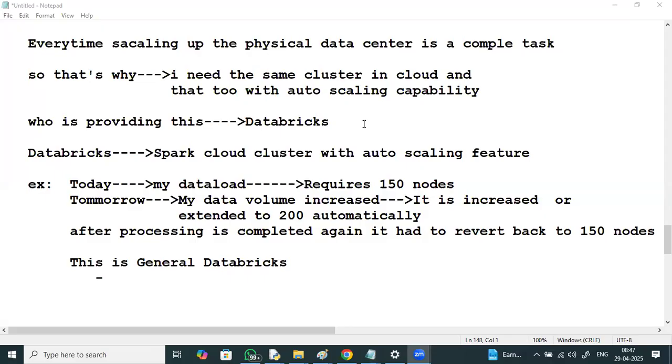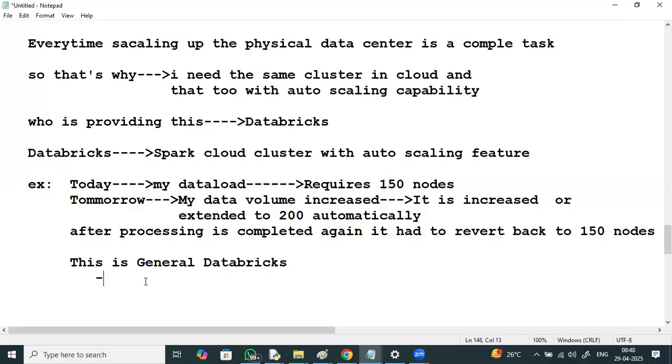So that is general Databricks I'm talking about. Generally, you will be taking the input from some storage area, and finally you are going to write the processed results into some target system. From where are you taking the huge data? What is the input source and what is the output target?